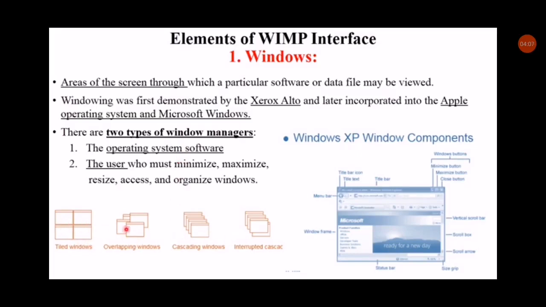There are different types of windows. The tiled window, overlapping, means many windows open at the same time, like cascading windows, etc. This is just the structure of each and every slide, right? Windows XP components, we are all familiar with that: the menu bar is present, there is a title bar, window frame, also a close, minimize, maximize button, etc. Right? So this is just the concept of a window. Next.